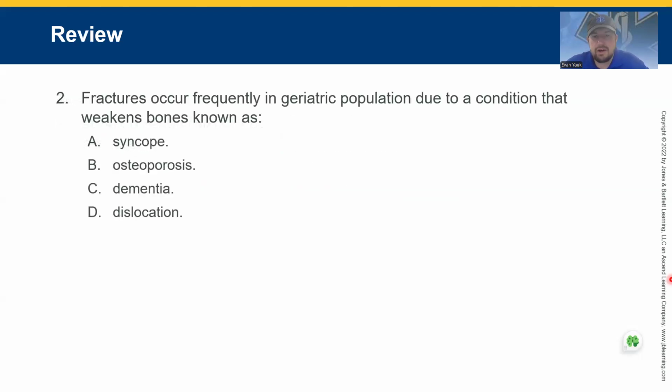Fractures occur frequently in geriatric patients due to a condition that weakens the bone that is known as, well, syncope is fainting, dementia, that's mental, and dislocation happens at a joint. So osteoporosis is a condition that weakens bones.